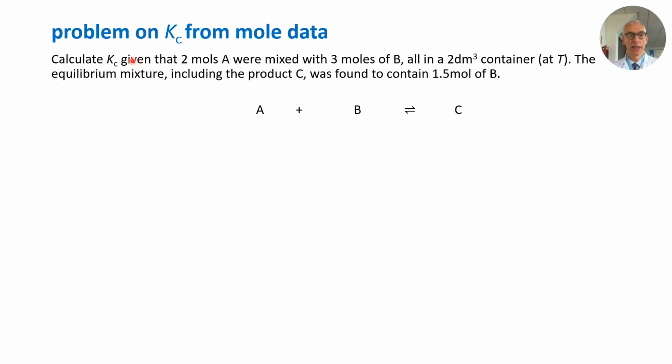So here's a problem. Calculate Kc given this reaction equation. A plus B goes to form C, so 1 to 1 to 1 reacting mole ratio. Initially there were 2 moles of A and 3 moles of B, and then at equilibrium there's 1.5 moles of B. From that data and the reaction equation, calculate Kc. Pause, restart when you are ready to see my worked example.